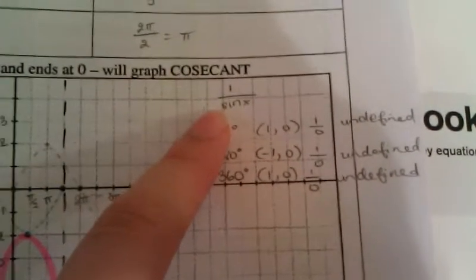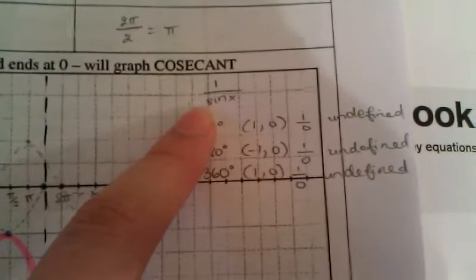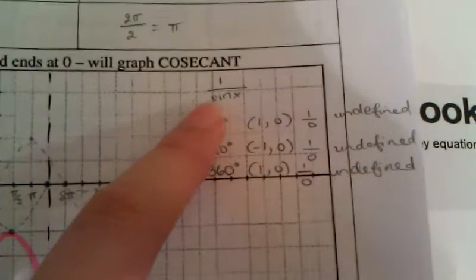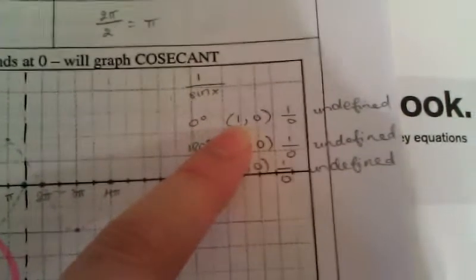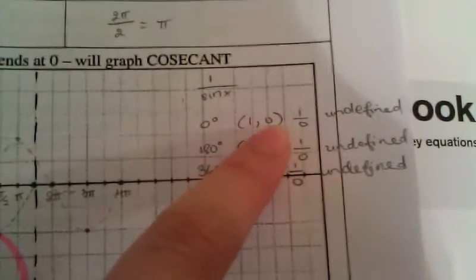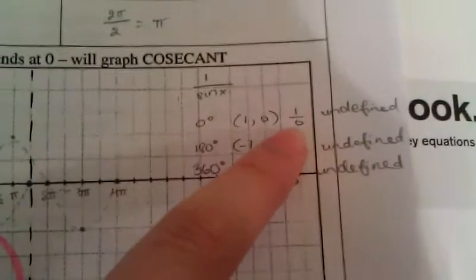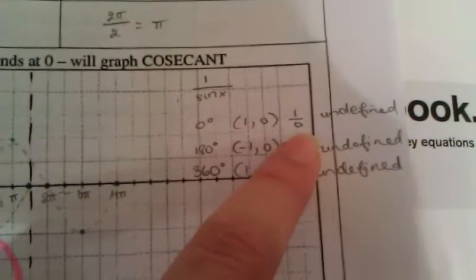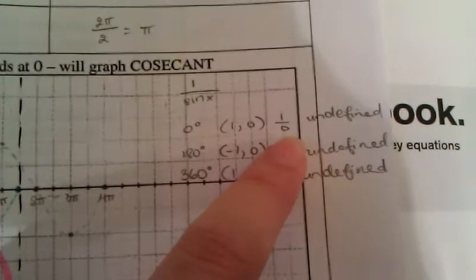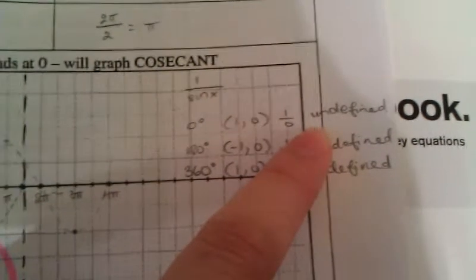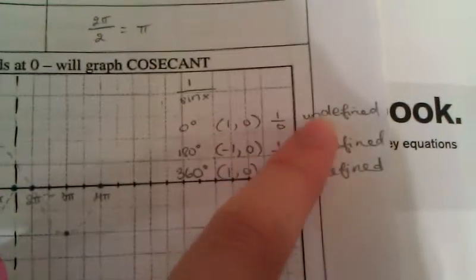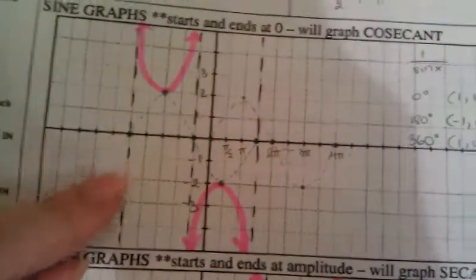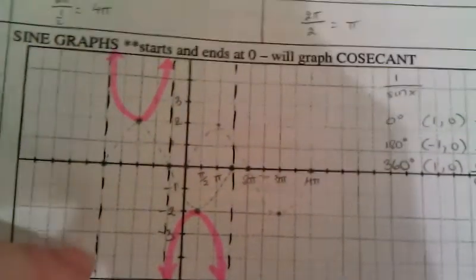We know that cosecant is 1 over sine x. So if sine is equal to 0, which is the point (0, 0), it will give us 1 over 0. As a ratio, cosecant of 0 is 1 over 0, which is undefined. That's why this value will not be included in the graph.